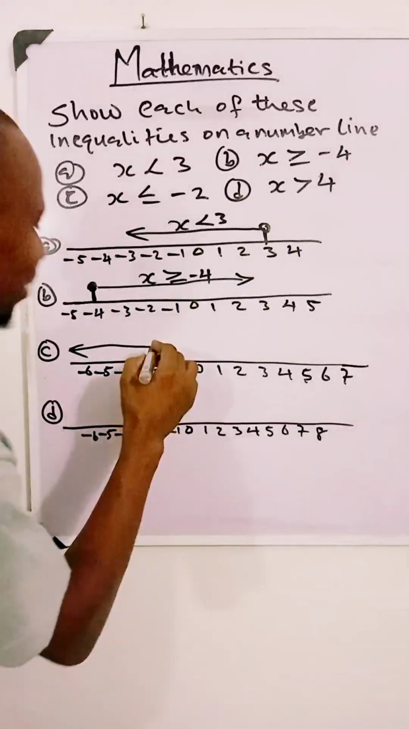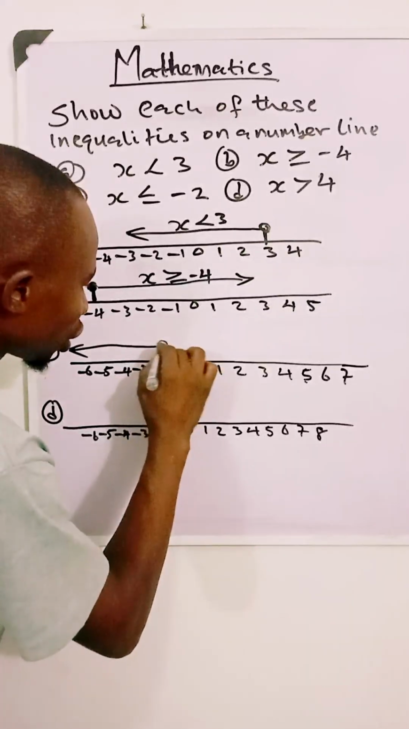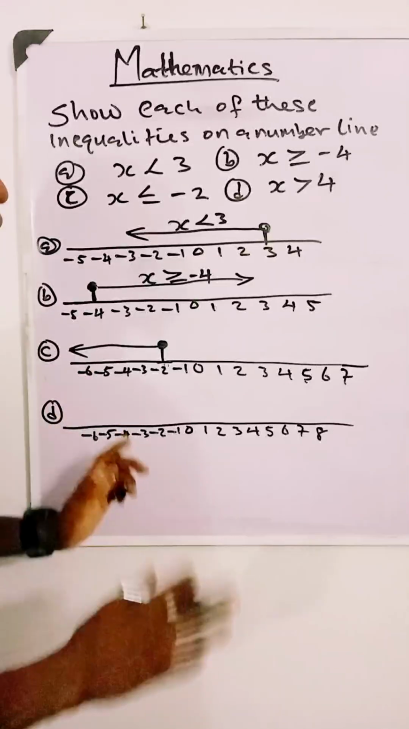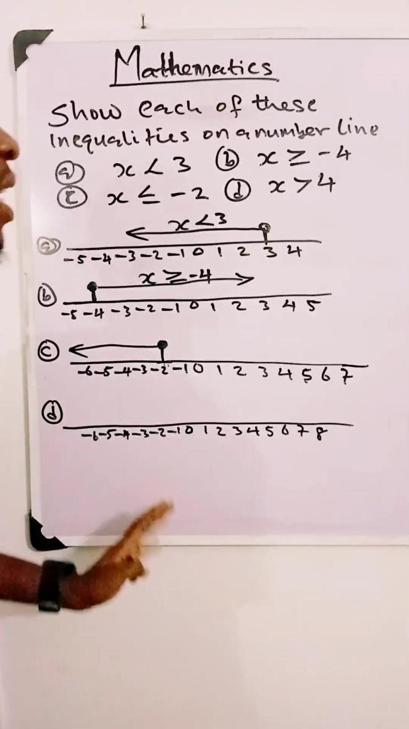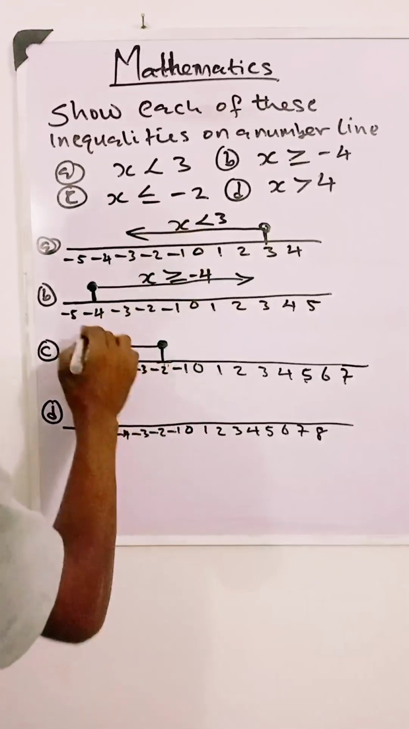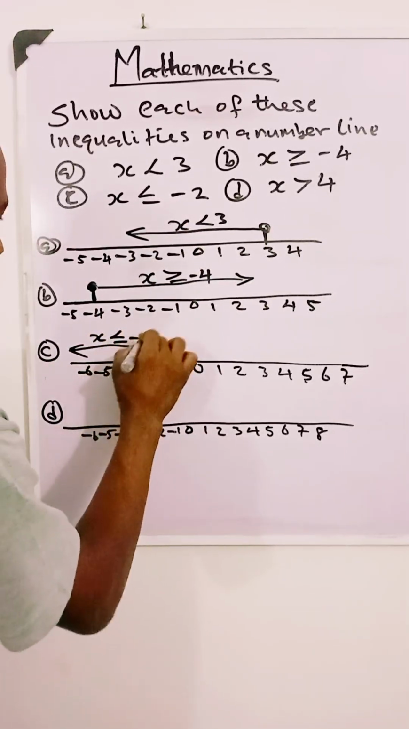So the next thing is I am going to put a shaded circle because it's equal to. Once it's equal to, you put a shaded circle. Once it's not equal to, you leave it open. All right, so let me write my inequality: x less than or equal to minus 2.